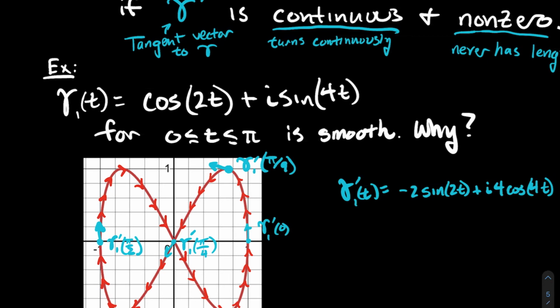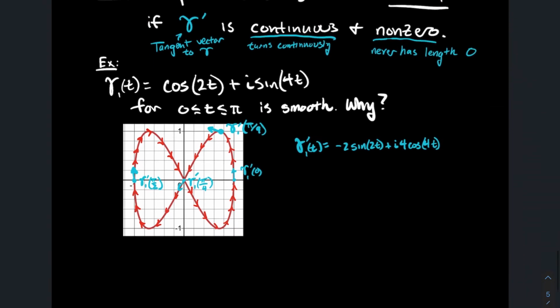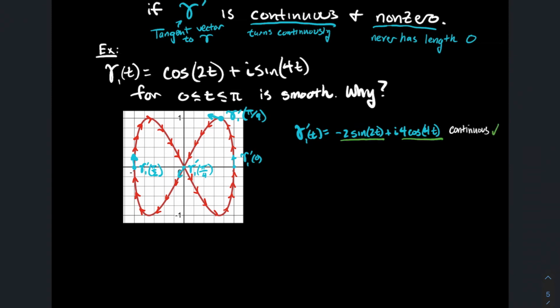You're always going to have a vector with some length. So again, in my picture, I'm pretty sure that all of these tangent vectors will be non-zero. And so I'm thinking this curve is going to be smooth. But how do we do that analytically? So that's kind of the intuition, and now let's go analytically.